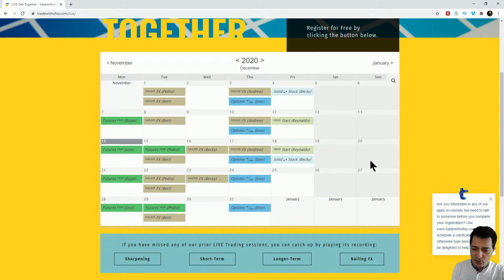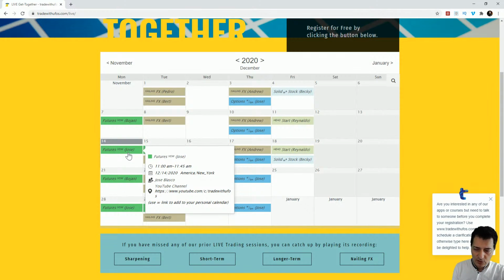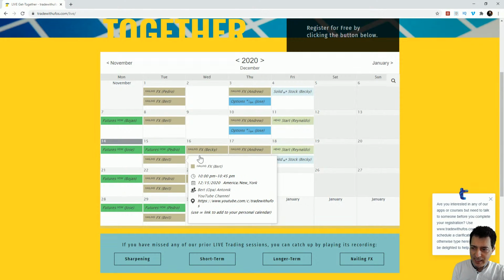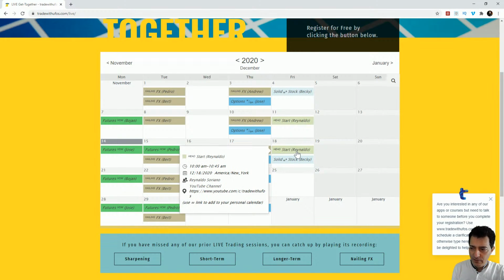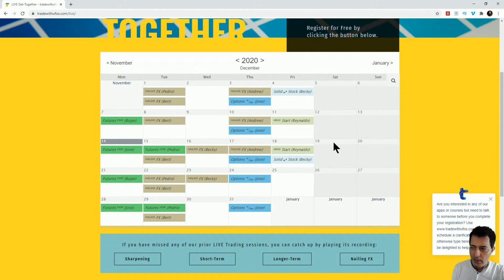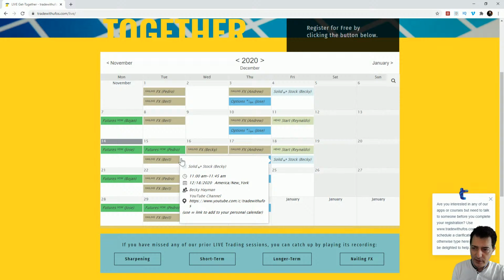Now, here's a little trick for some of you that may not know. Actually, two tricks. Number one, when you put your mouse on top of one of the sessions, it tells you where the session is taking place. YouTube channel today. But there are other sessions, for example, here's Becky, where if you look at it, it says in the FX Street website. Okay, so there are certain sessions that we run in places other than the YouTube channel, so don't miss them. The one with Ronaldo, for example, is going to be on our YouTube channel, but last week it wasn't FX Trade. So again, make sure you are in tune with the sessions, okay?